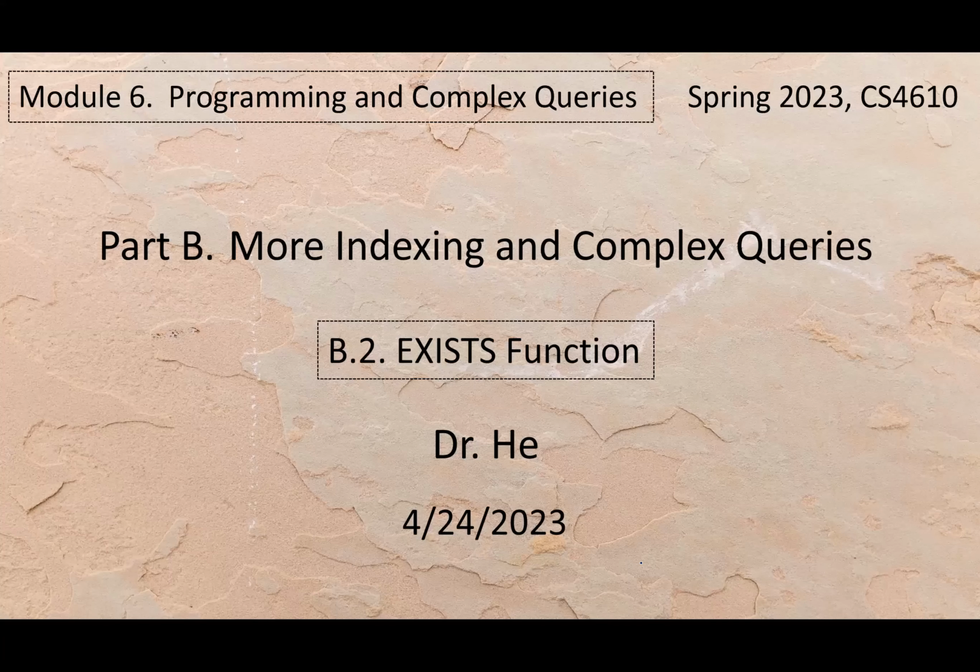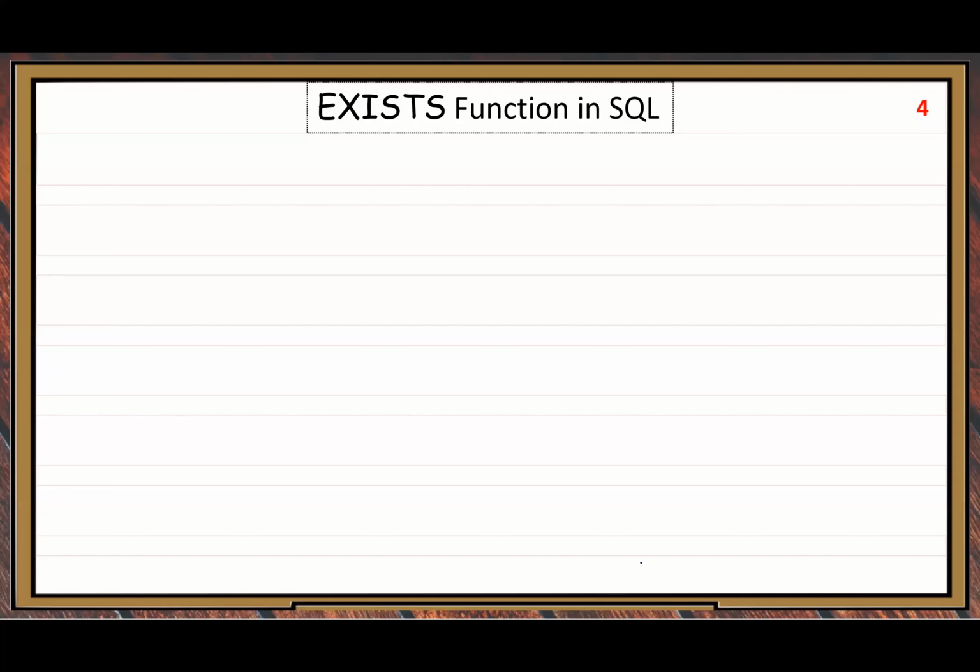All right, next we go to the complex queries. Here I want to introduce the exists function. Very useful, very simple. From its name, you can see we just want to check if certain things exist or not. In our query, if we use this function, we can handle many complex queries. So let's look at the detail. The meaning is so simple.